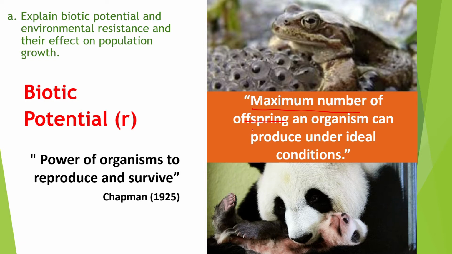For example, a frog can lay thousands of eggs, while a panda can give birth to one or two cubs at a time. Between a panda and a frog, which has the highest biotic potential? It's the frog. The higher the number of offspring produced, the higher its biotic potential.